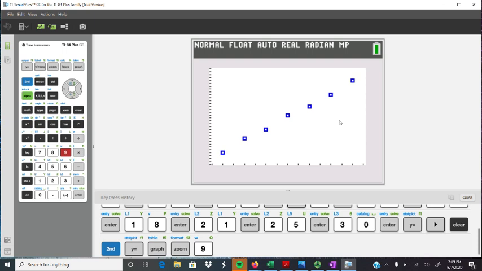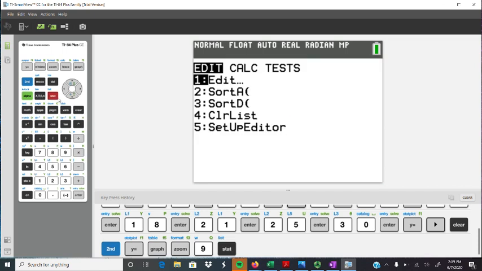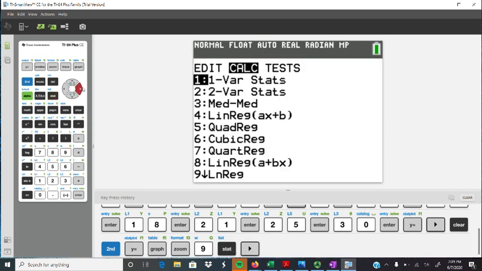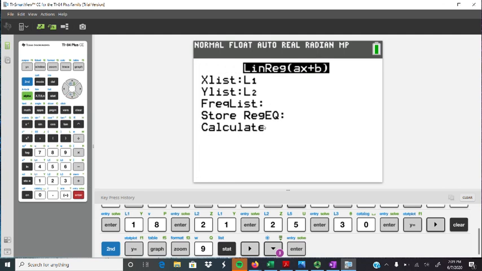What we're going to do is go back to our stat, go over to calc, and we want linear regression, ax plus b. So we'll hit enter. My x numbers are in L1, and my y numbers are in L2, which is what we want. So that's good. Store regression equation: what that does is save your equation.